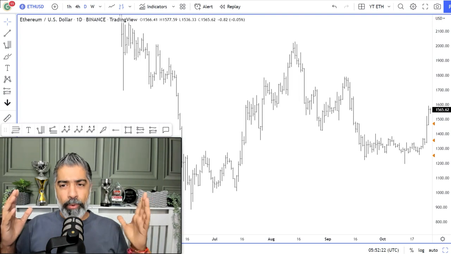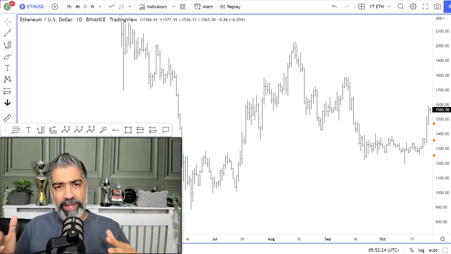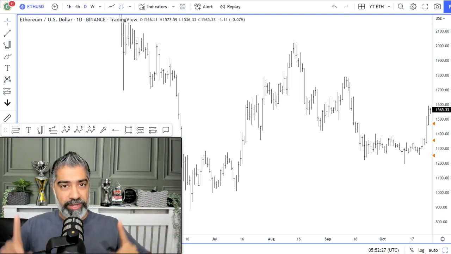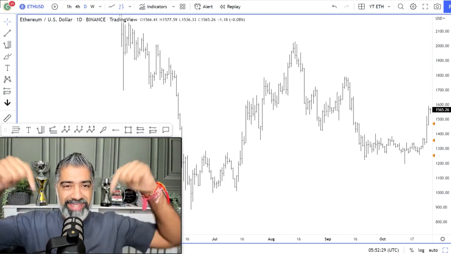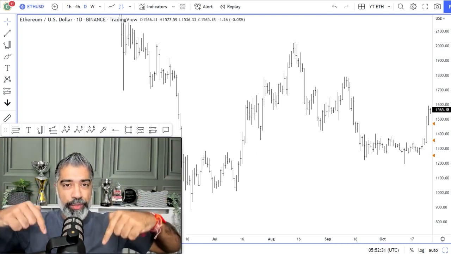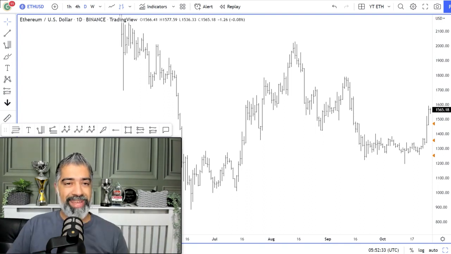We want to go, where is buying happening and where's more buying likely to occur? In other words, price going up. Where is selling happening and when is more selling likely to occur? And we can plan, prepare, and anticipate. So just a couple of quick things.